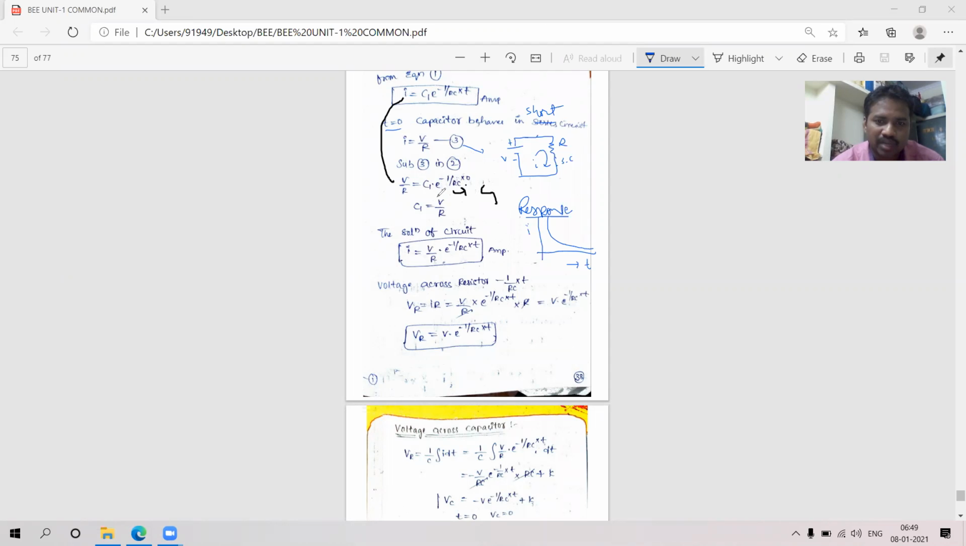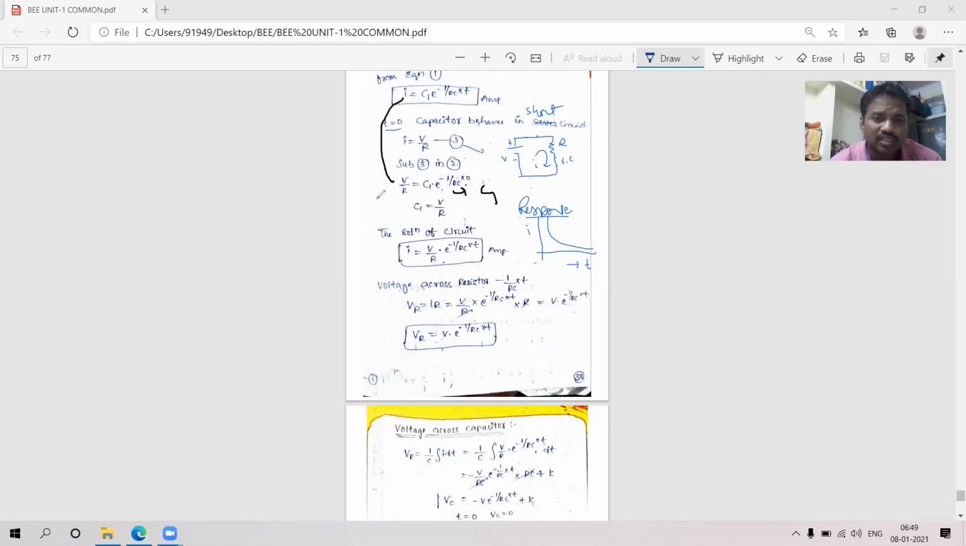C1 is equal to V by R. That means we are going to get the value of C1. After getting that value, you just replace it in this equation because you got the C1 value. I is equal to V by R, e power of minus 1 by RC into T. This is the actual solution. The response with respect to time is an exponential term, and the exponential power is negative, which is nothing but exponentially decaying.